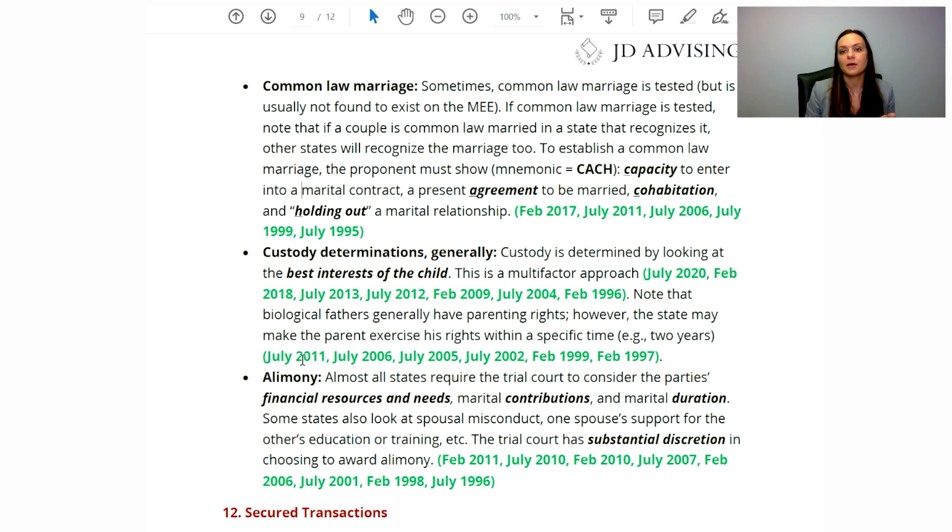The elements of common law marriage is that we need the capacity to enter into this marital relationship. The parties have to have a present agreement to be married. They have to be living together, which is cohabitation, and they have to be holding themselves out as married. So if the fact pattern tells you that the parties agreed they would get married at some point in the future, then the parties do not have a present agreement to be married, and therefore they would be missing an element of common law marriage, and they would not be validly common law married.